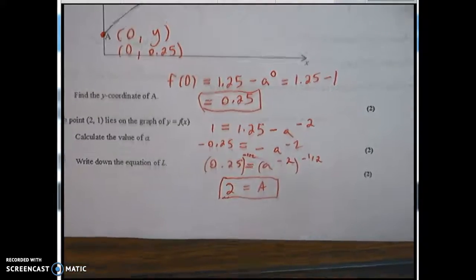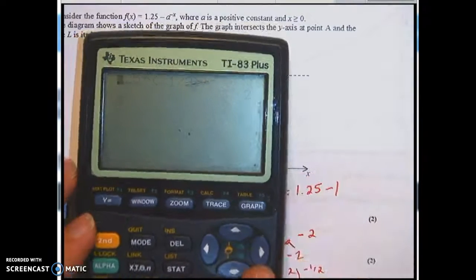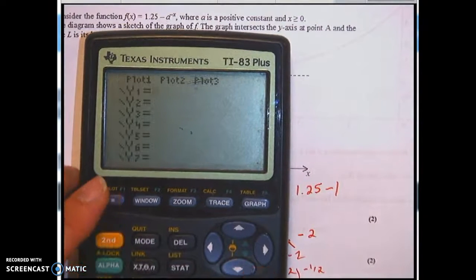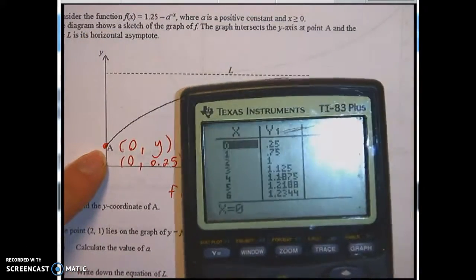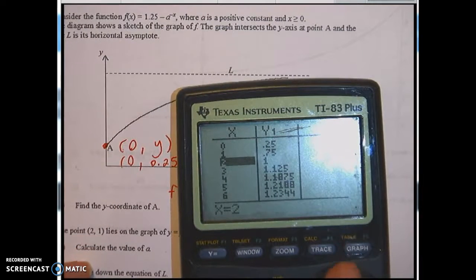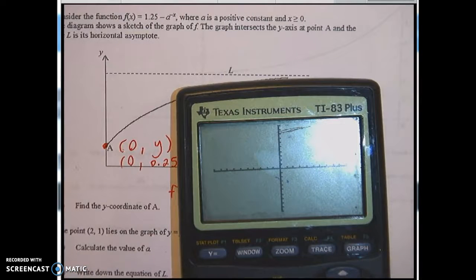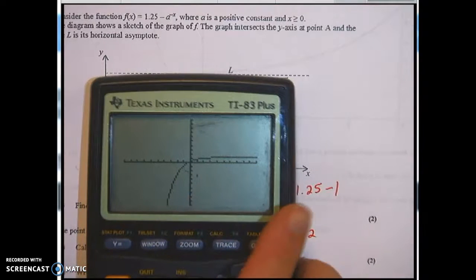Now we can check that by plugging that directly into the equation that they gave us and making sure we got the same points that we're supposed to get. So 1.25 minus 2 to the negative x power, like that. We should go to the table. We've got 0.25, just like we thought we would, and we've got 2, 1, just like we thought we would. And then if you graph it, you could probably see what's going on here too. That graph, well, if we change the window, the shape looks approximately how it's supposed to look.